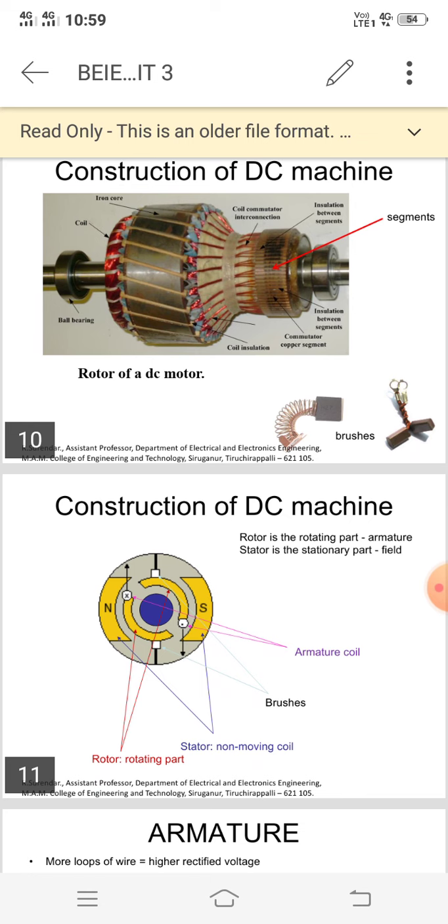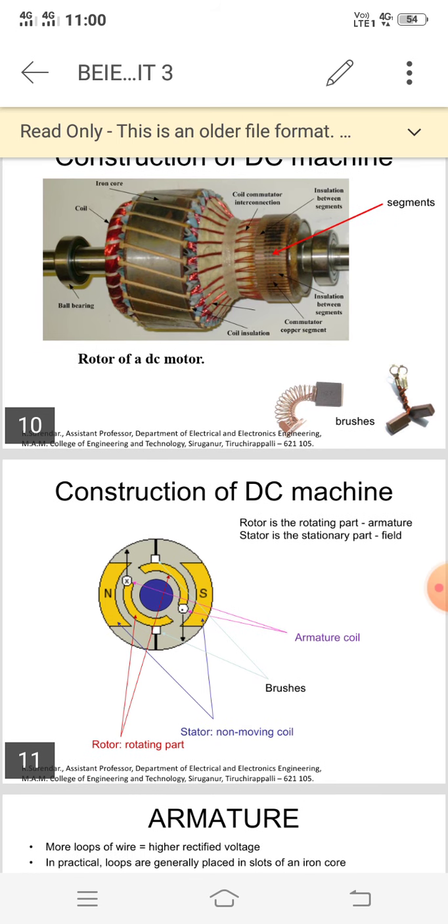Next class we will see the armature of these DC machines and each and every portion of these DC machines clearly.